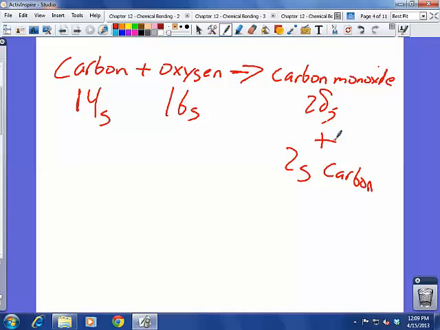So which one is that here? Which one is our limiting reactant? The oxygen again. And that must mean our carbon is our excess. So we can tell what our limiting reactant is just by what we have left over. In this case, if we have carbon left over, we know that's our excess. That must mean that the other one, the oxygen in this case, is our limiting reactant.